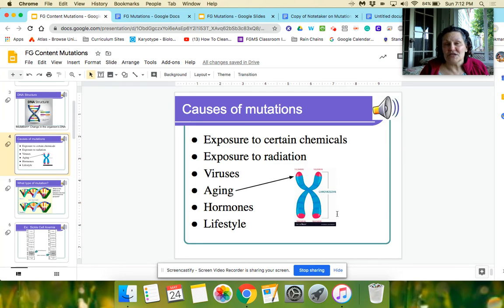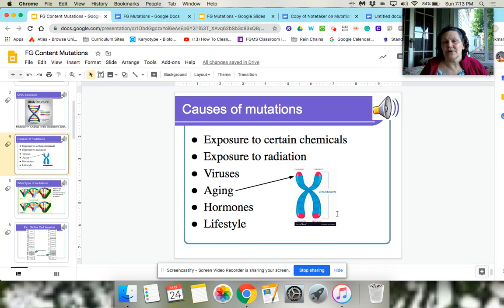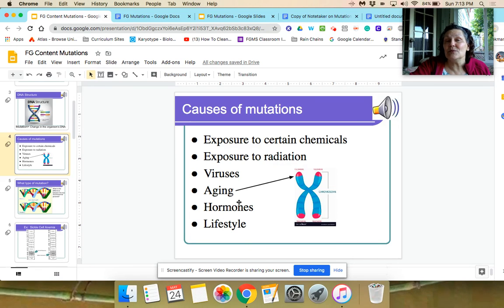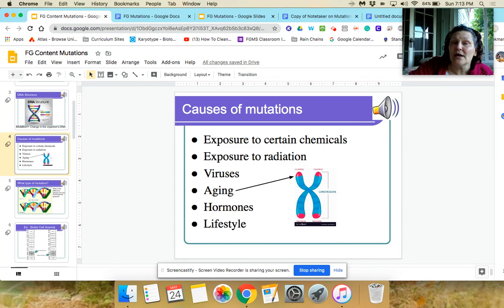So remember, mutations are changes in DNA. Some of them you get from your mom and dad, those are inherited genetic mutations, and there's nothing you can do about those. Causes of mutations that are listed here, some of them you have more control of than others. If you find out how to control aging, please let me know.